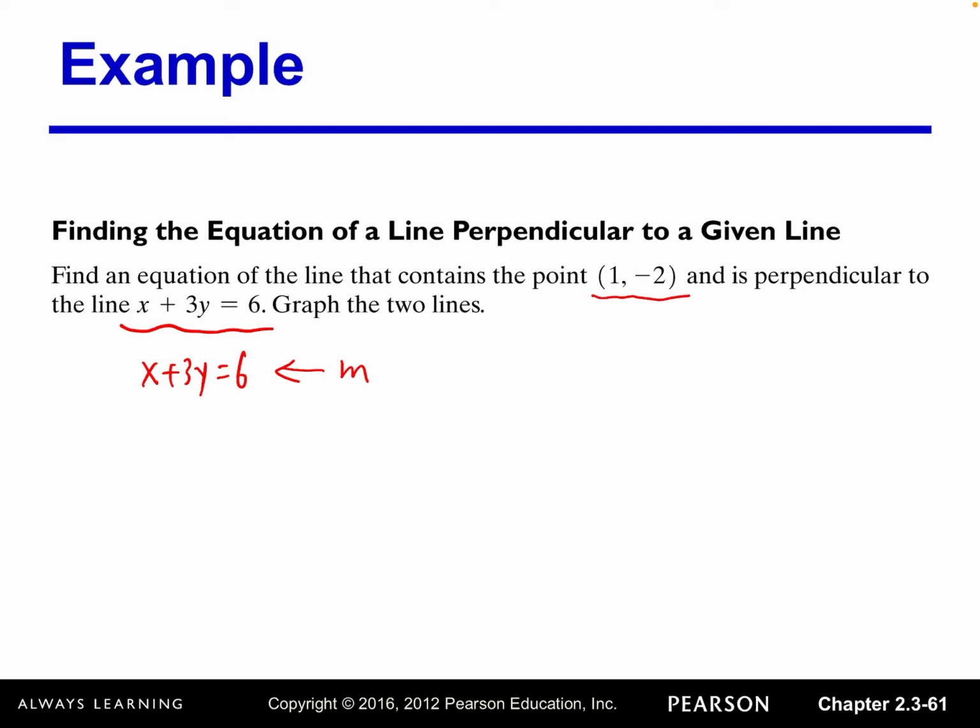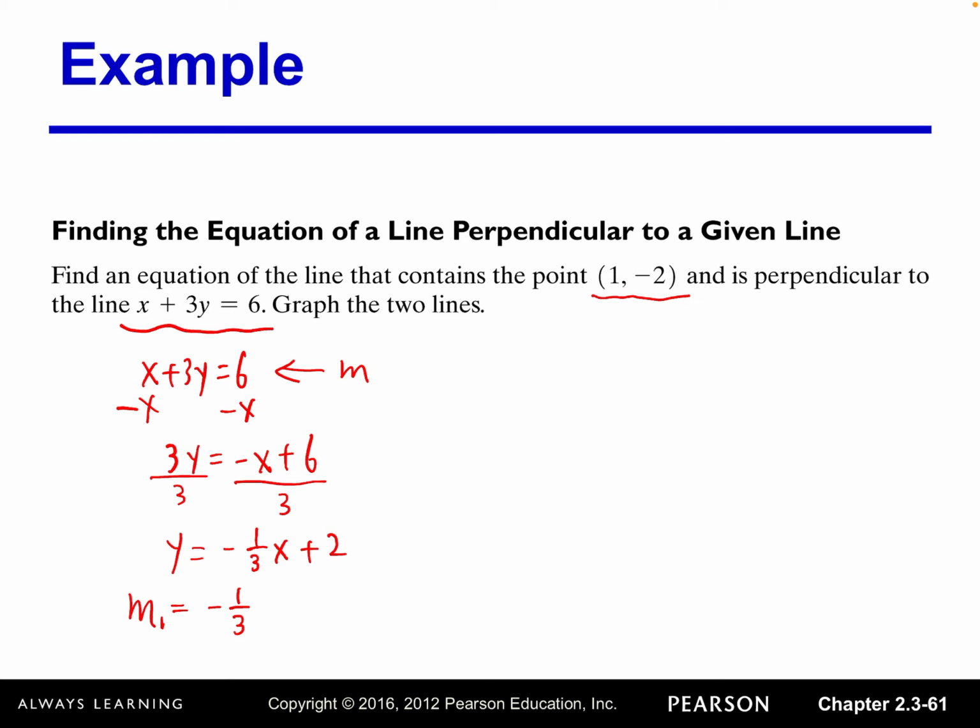All right, so let's do it step by step. First, let's find the given line's slope. Okay, so subtract x on both sides of the equation. We have 3y equals -x plus 6. And then dividing both sides of the equation by 3, we get y equals -1/3 x plus 2. So the slope of the given line equals -1/3. Okay, we call it M1.